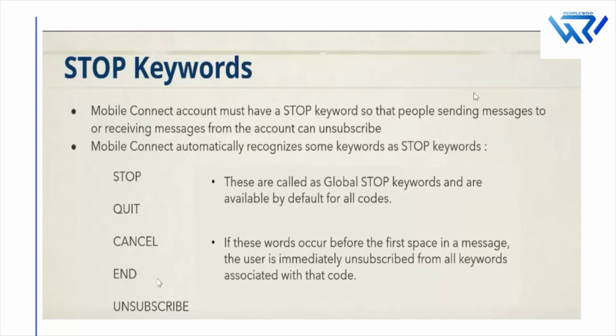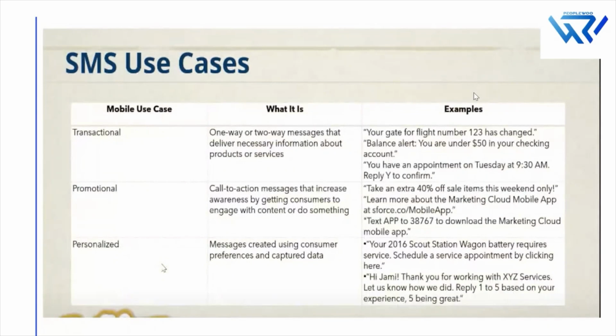MobileConnect automatically recognizes some keywords as stop keywords. For example, stop, quit. These are called global stop keywords and are available by default with all the codes. No matter what SMS code you use, whatever the from address you use to send SMS, if you reply to that SMS with stop, quit, cancel, unsubscribe, you would be unsubscribed. If these words occur before the first space in a message, the user is immediately unsubscribed from all the SMS. So stop keywords are necessary to unsubscribe somebody.